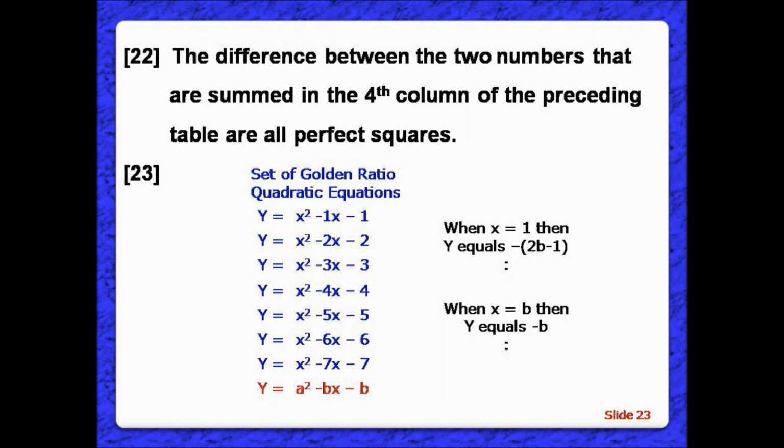The difference between the two numbers that are summed in the fourth column of the preceding table are all perfect squares. We then have the set of golden ratio quadratic equations.